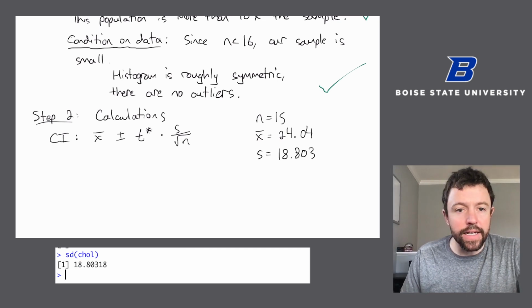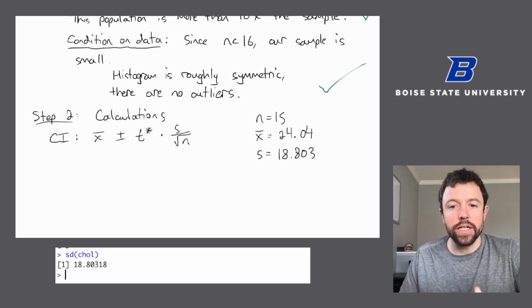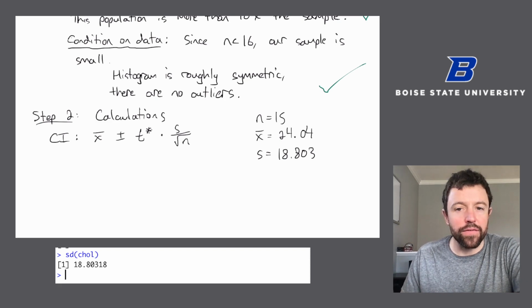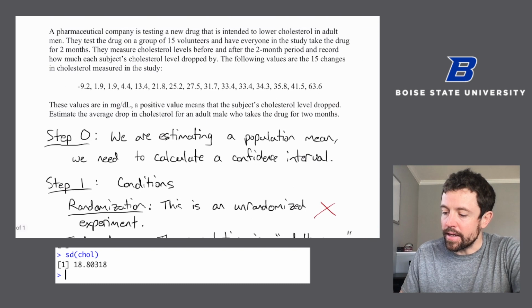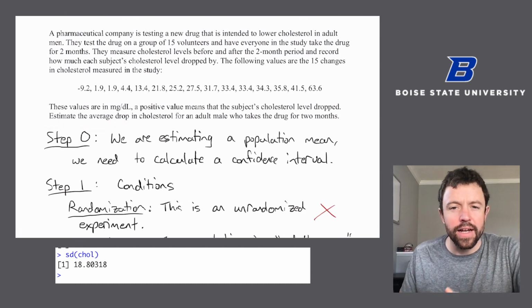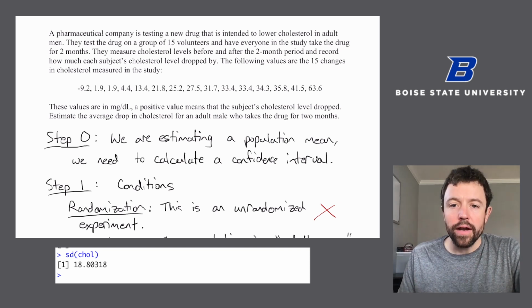And the final thing I need is t star. I think t star is the trickiest part of this, but luckily in the end, there's a very formulaic way of calculating it. And in particular in this problem, I don't even have enough information to calculate t star. So here I decided I needed to calculate a confidence interval, but it turns out the problem just told me to estimate, and it didn't specifically say to calculate a confidence interval.